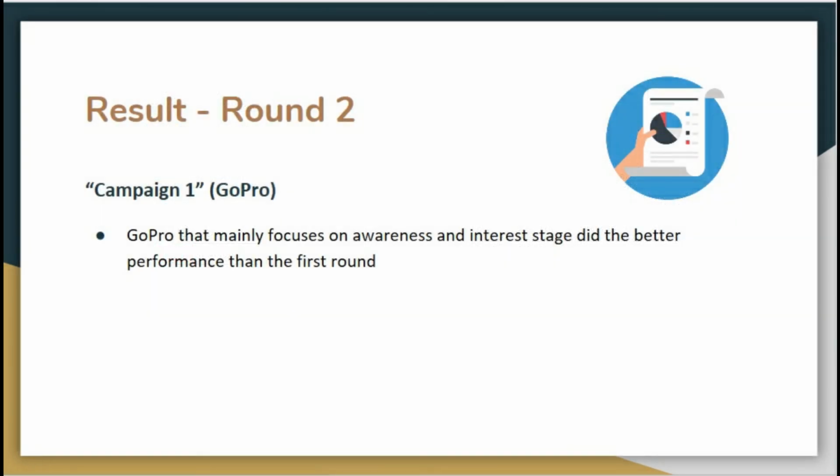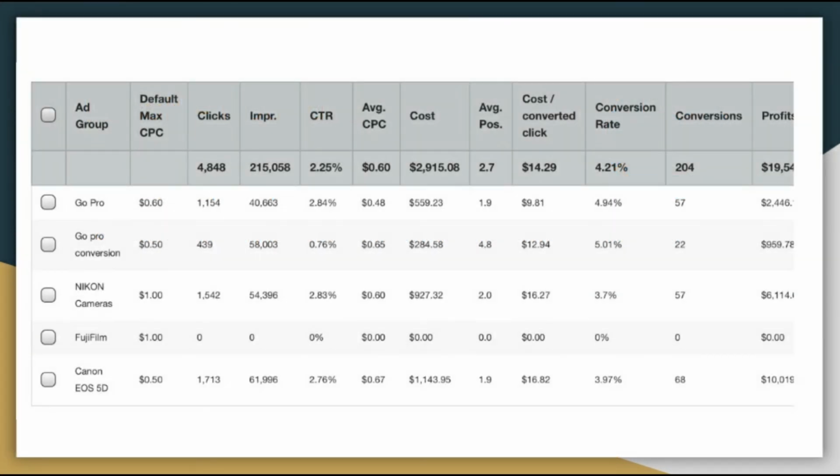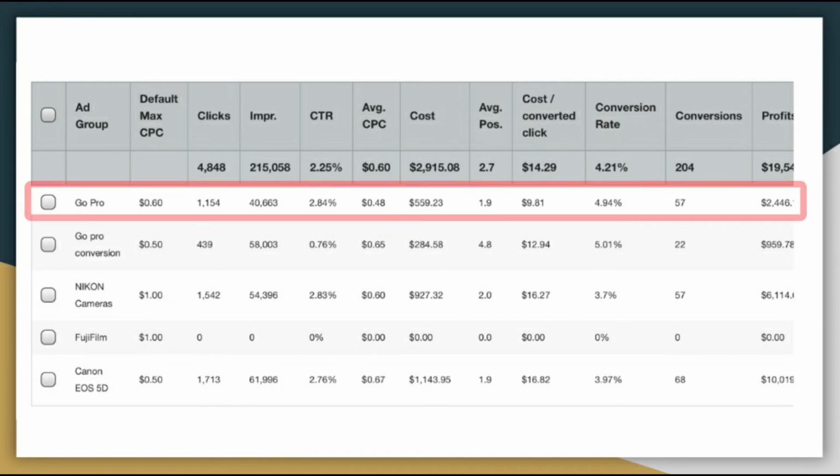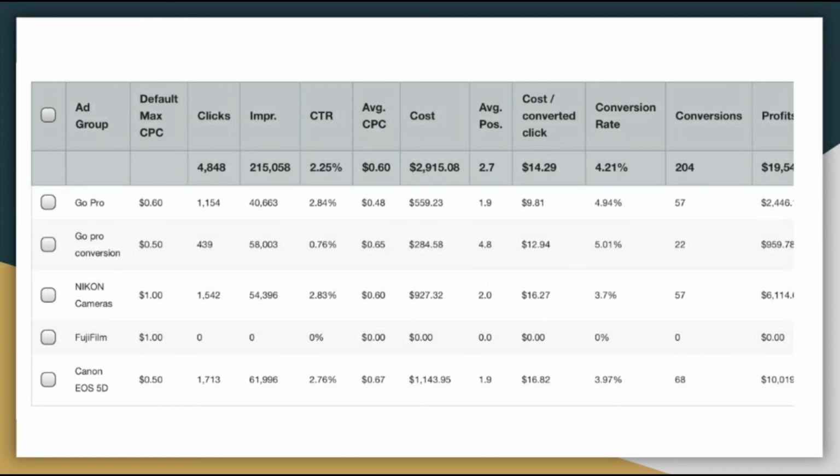For the results from campaign 1, it is obvious that Corpo, which mainly focuses on the awareness and interest stage, did better than the first round. Although the profit was lower by around $800 in the second round, the conversion rate jumped from 4.02% up to approximately 5%. Moreover, the average position, or ad rank against other ads, moved up from 3.6 to 1.9 because we used more relevant keywords and tried to match keywords to the landing pages.